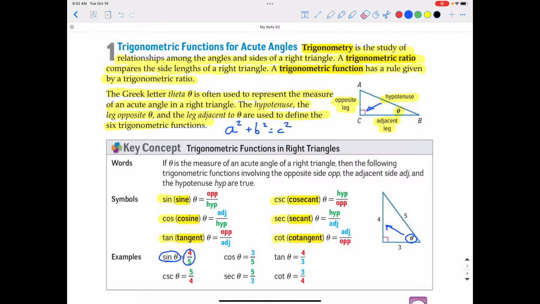We can also do the cosine of theta. The formula for cosine is adjacent over hypotenuse. The adjacent leg is 3 and the hypotenuse is 5. So the cosine of theta would be 3/5. And then you can do the tangent, cosecant, and secant, all the same way.